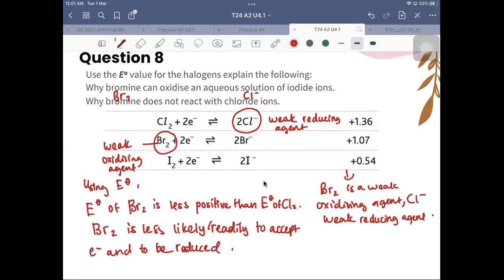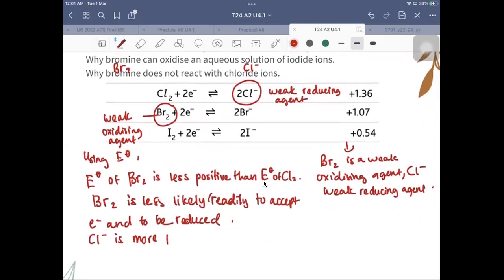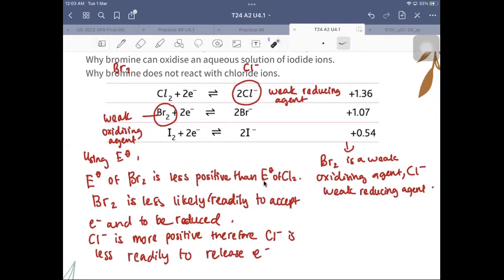Same thing for chloride ions. Cl minus is more positive, therefore Cl minus is less ready to release electrons. Okay, so if this E naught value was negative or less positive, then it would like to proceed in the reverse direction. But this one, no, they do not like to proceed in the reverse direction.